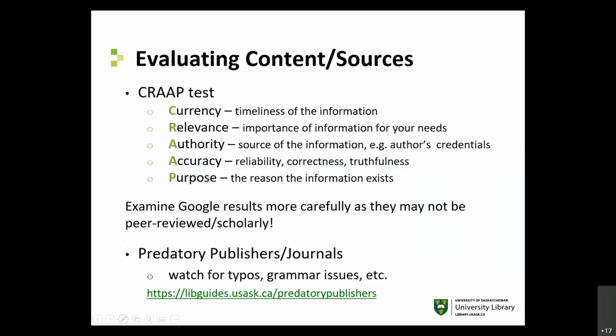So when evaluating, that's where this CRAP test that we talk about fairly regularly comes in quite handy, especially for the gray literature resources. You want to look at things like the currency, the relevance, the authority, who wrote this, accuracy, and that's where being able to fact check against some peer-reviewed publications might be important. Are you finding consistent information across the literature? And why does the information exist? Is it to promote a particular person's viewpoint, or is it based on credible evidence?